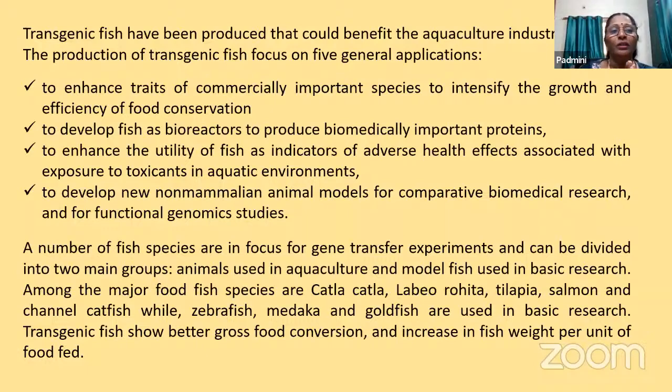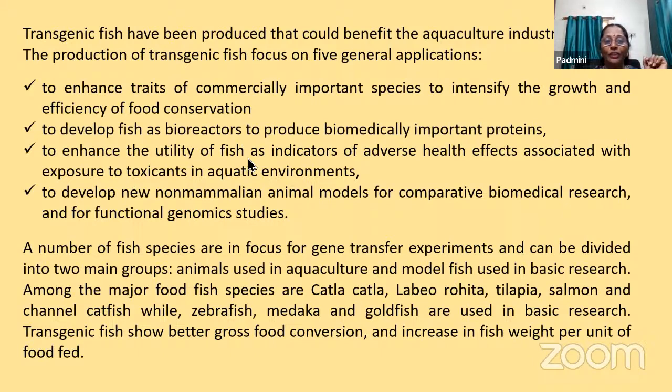Okay, so transgenic fish have been produced that could benefit the aquaculture industries. So you're going to talk about what are the benefits this aquaculture industry is going to get from these transgenic fishes. They enhance the traits of the commercially important species to intensify the growth and the efficiency of food conversion, and to develop fish as bioreactors to produce biomedically important proteins. Bioreactors, what do you mean by bioreactors? You can also call them biofactories, that is, live factories for production of important proteins.